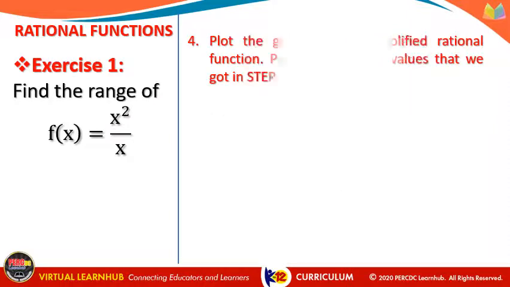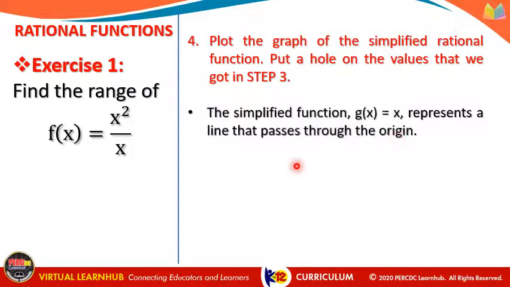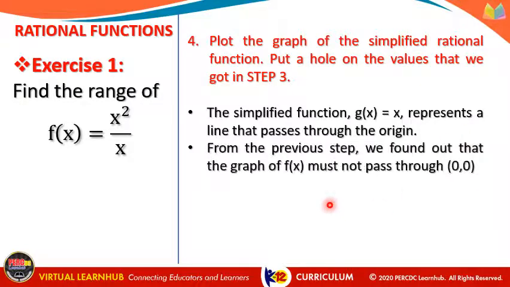Let us now plot the graph of the simplified rational function. Okay, so the simplified function g of x equals x represents a line that passes through the origin. From the previous step, we found out that the graph must not pass through 0, 0. Ano ang ilalagay natin sa 0, 0? Maglalagay tayo ng hole. We will place a hole doon sa value na hindi dapat daanan ng ating function. Okay?